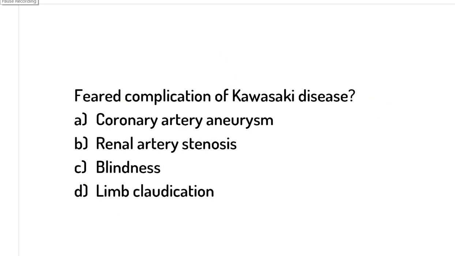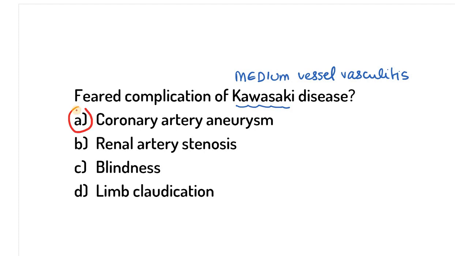The next question is asking about the feared complication of Kawasaki disease. Please note that Kawasaki disease is one of the most common vasculitides in children. It's a medium vessel vasculitis. What is the vessel involved in Kawasaki disease? Unfortunately, it is the coronary arteries commonly. That is why the complication of Kawasaki disease, and the answer for this question, is coronary artery aneurysm.